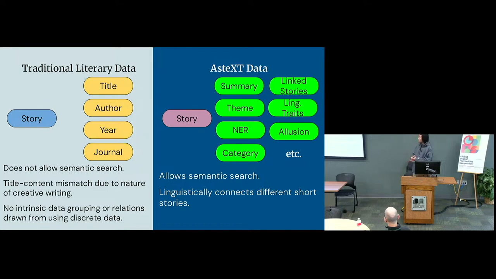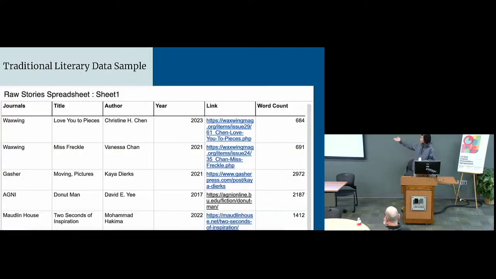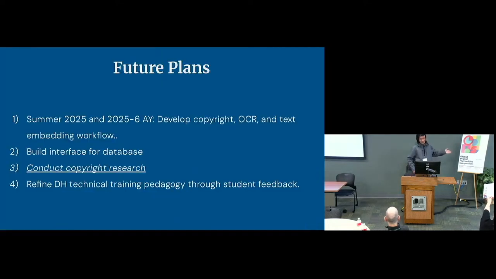What we try to do with our statistics branch is all of those in neon green, with summaries, themes, named entity recognition, and categories, so that users will be able to conduct semantic search on our stories and make these discrete data points connected. So this is usually what we see with our traditional literary data. We have title, journal, author, year. That's about it. So we hope to not deal with that.